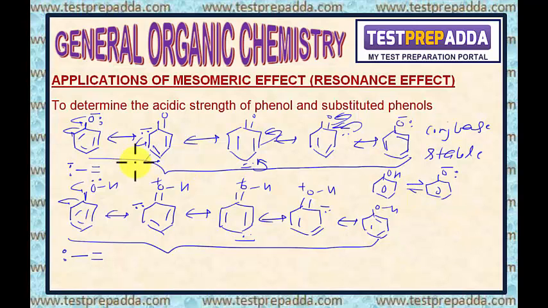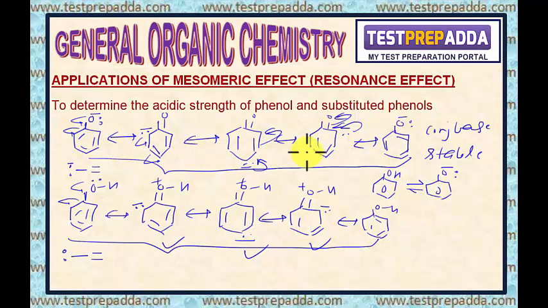For that, you have to check the resonating structures of phenoxide and phenol. My point is clear. In phenol, you can see 1, 2, 3. There are 3 resonating structures where oxygen has got a positive charge. You can see charge separation is there. Charge separation is dipolar. Due to this, resonance stabilization is relatively low.